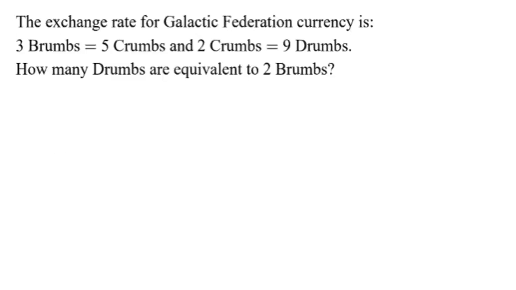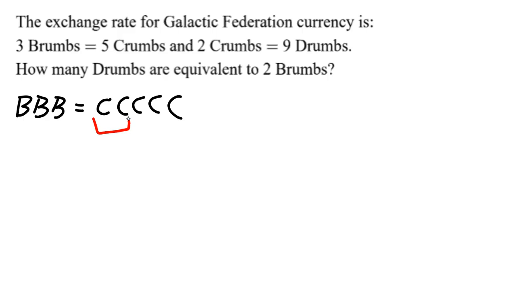Okay, this one here, they're telling you that 3 B's, so I'm going to actually just write that out, 3 brums is 5 crumbs, so I'll call that C's, okay? And then later on they tell you that 2 C's is 9 D's, right? So we could replace these 2 C's with 9 D's and these 2 C's with 9 D's. And then there's only 1 here, so let's replace it with 4.5 then, right? Because 1 is half of 2.